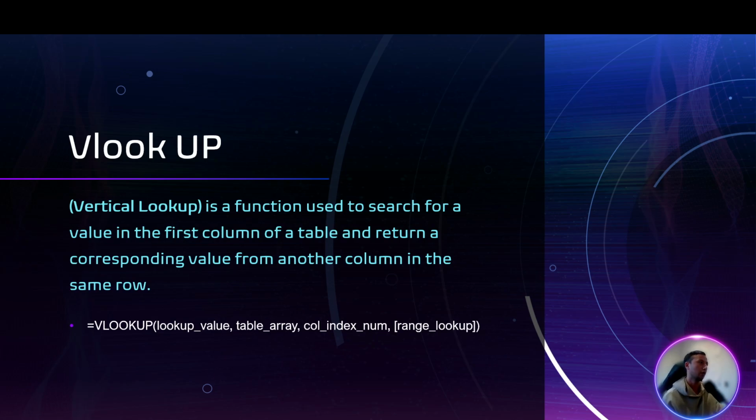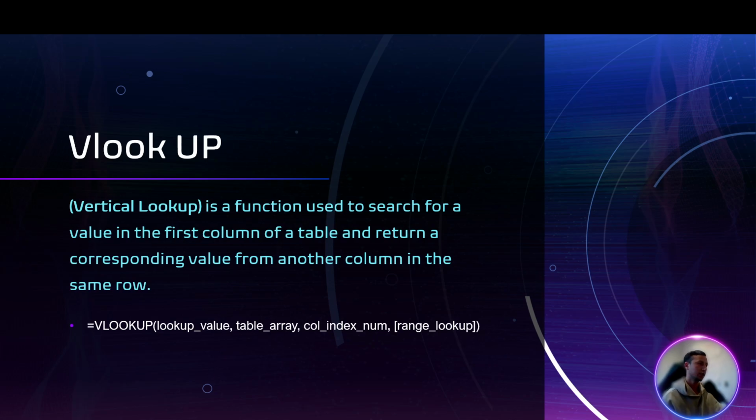So basically VLOOKUP stands for vertical lookup, which is a function used to search for a value in the first column of a table and return a corresponding value from another column in the same row. It looks for a value from one table to another table, but there are some limitations of the VLOOKUP also. I will be talking about the limitations while practicing the dataset.